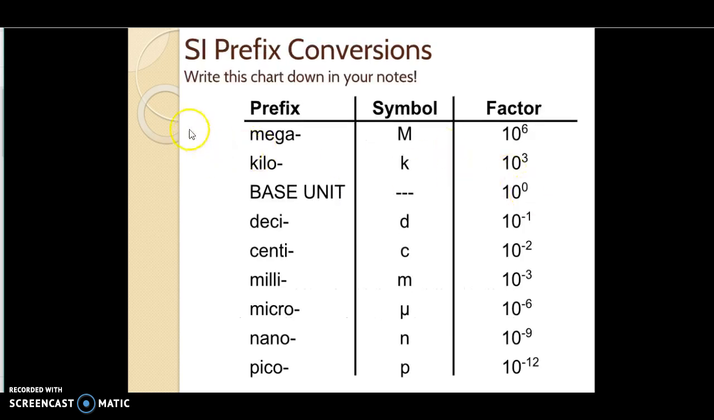All right, here is the chart that is going to make your life super duper easy. So please jot this down in your notes right now. Press pause if you need more time before I move on to the next slide.